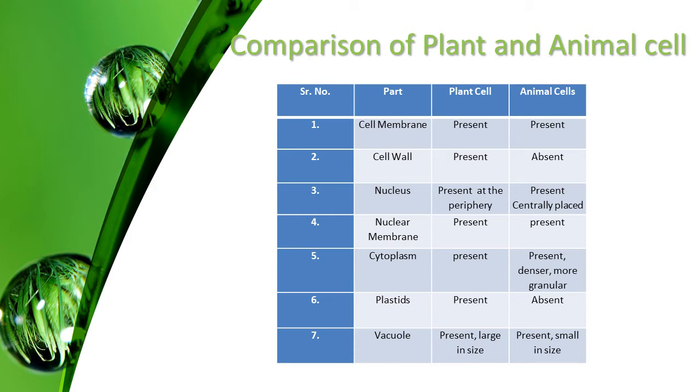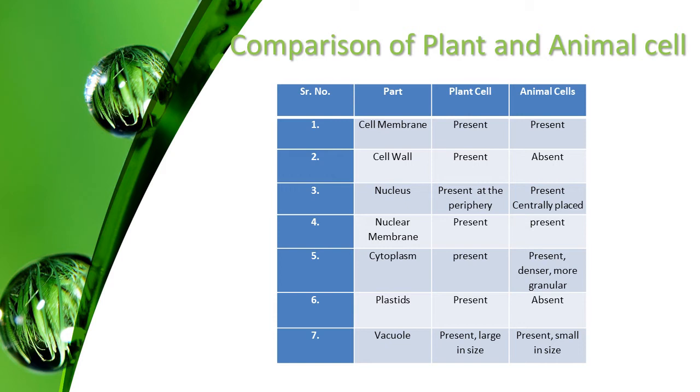Okay. Now the next part, nuclear membrane. Now this is not the differentiating point. Actually, this is a similarity. Yes, there is a membrane present around the nucleus of both plant as well as animal cells. These are eukaryotic cells. So the nucleus is membrane bound. So nuclear membrane is present in both plant and animal cells. Fine. Next part, cytoplasm. Again, cytoplasm is also present in both plant and animal cells.